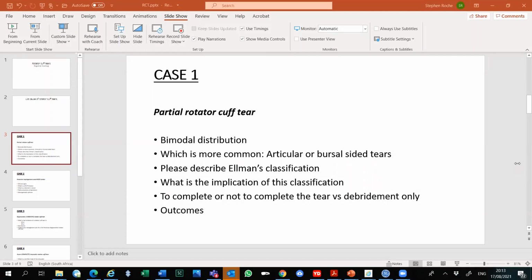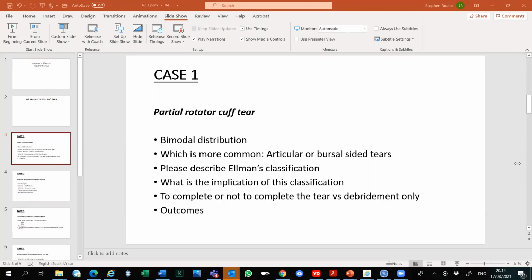Hamad, why do you think the Ellman classification is important? So I suppose it will determine your repair arthroscopically, whether you're going to completely repair the tendon or just debride. Okay, so that is one of the reasons, and also prognosis.